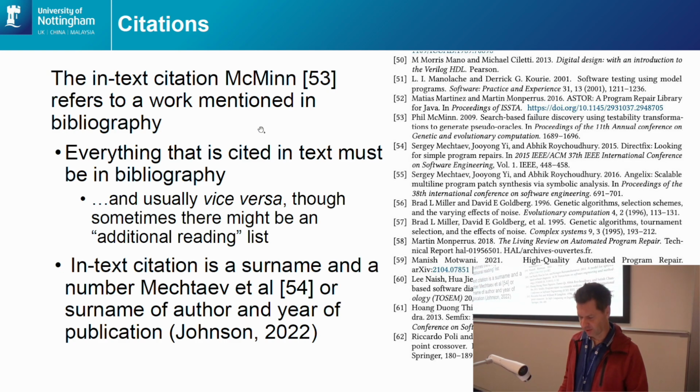There are different styles for citations, right? Using numbers, for example. Everything that is cited in the text must be in the bibliography. So this is an example of a bibliography. It's the list of references that provide all the sources of your citations. And everything that's in the bibliography should be cited in the main text, right? So an in-text citation is usually a surname and a number, or a surname and the year of publication. Those are the two most common styles.